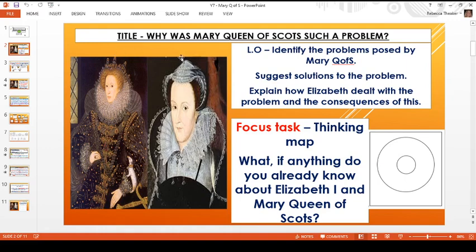The title today is Why Was Mary Queen of Scots Such a Problem? So today we are looking at Elizabeth's cousin, Mary Queen of Scots, and we're going to be thinking about why she was such a threat to Elizabeth.